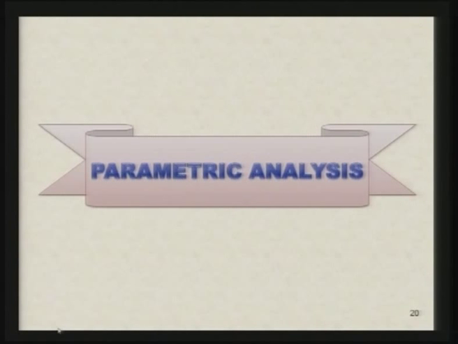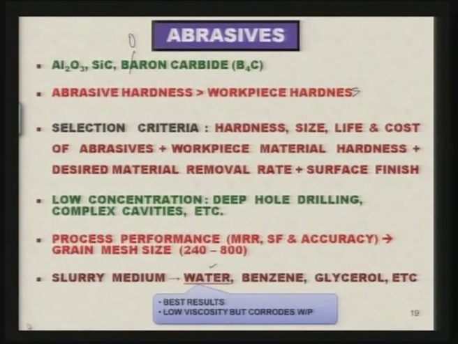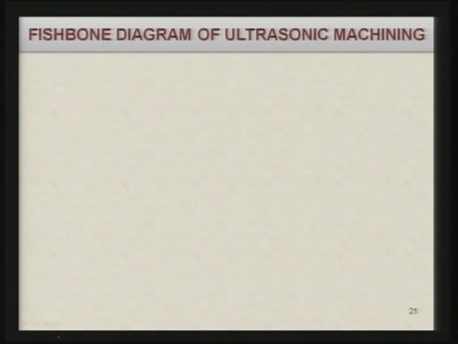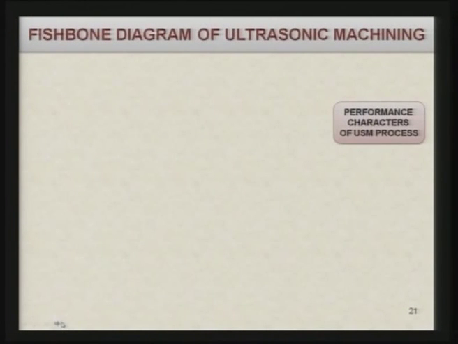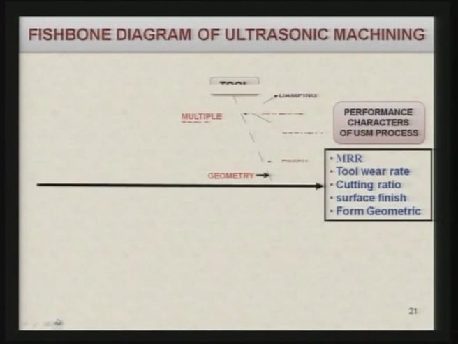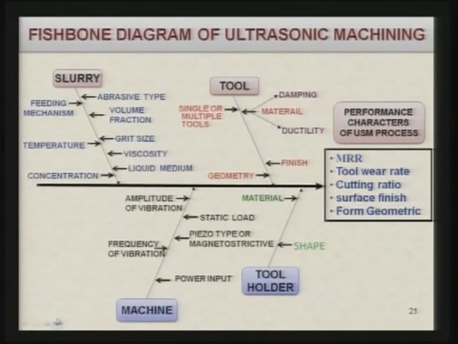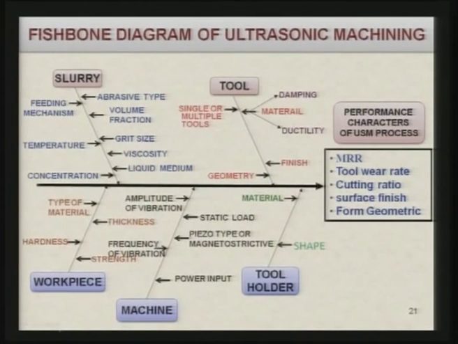Let us briefly see the parametric analysis of the ultrasonic machining process. There are various parameters which affect the performance of the ultrasonic machining process. I have just mentioned that there are various parameters with the help of which you can evaluate the performance of ultrasonic machining, like material removal rate, surface finish and accuracy. Now, this gives you the fishbone diagram for ultrasonic machining, which will show you various parameters which affect the ultrasonic machining process.